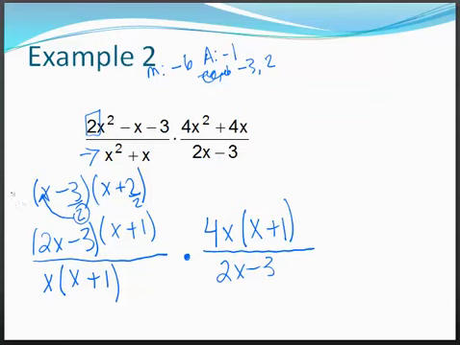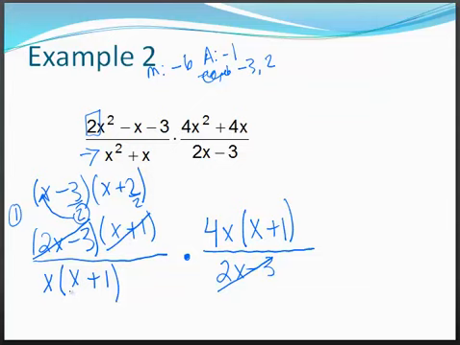At this point, this was step 1. Now we're doing step 2. We're going to cancel. We cancel up and down and on the diagonal. So even though this x plus 1 and this x plus 1 match, I can't cancel them because they're straight across. Okay? So I know that the 2x minus 3 and the 2x minus 3 are going to cancel.